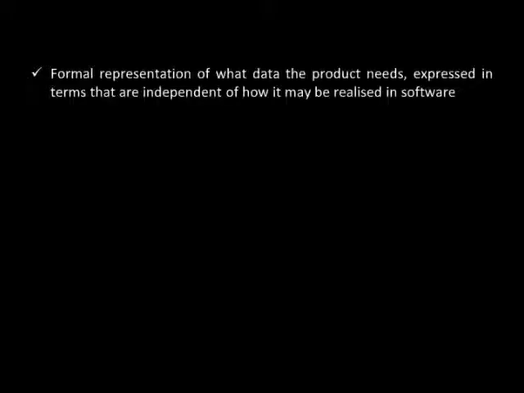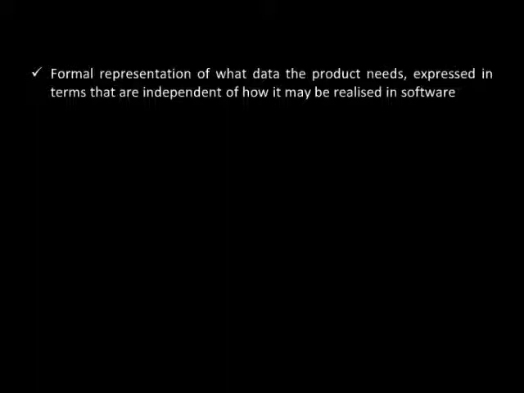Experience has shown that data can be best described by relationships between entities. An entity is anything of interest about which data is recorded, such as roads, weather stations, etc. In general, there will be many relationships or associations linking the entities. Data modeling, that is, the production of a data model, is a formal representation of what data the product needs, expressed in terms that are independent of how it may be realized in software.